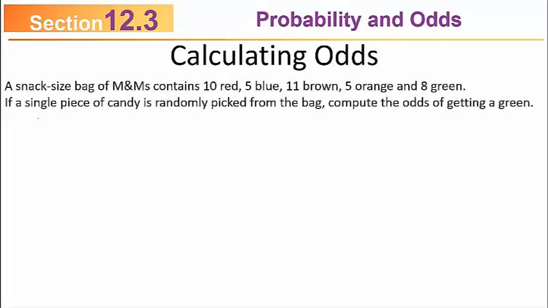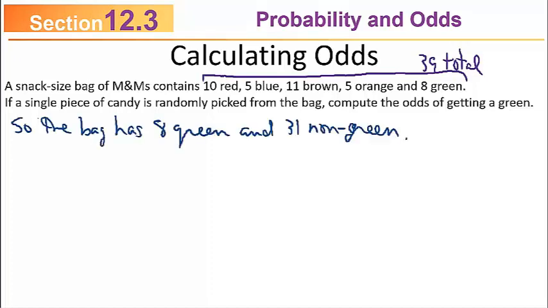Let's do another problem. A snack-sized bag of M&Ms contains 10 red, 5 blue, 11 brown, 5 orange, and 8 green. If a single piece of candy is randomly picked from the bag, compute the odds of getting a green. When you're looking at these problems, you also want to think about what they're asking as you read the problem. We're going for the odds of getting a green. We know that you've got a bunch of different colors, but you're really only interested in whether something's green or not. If you add all these up, you see there are 39 in all.